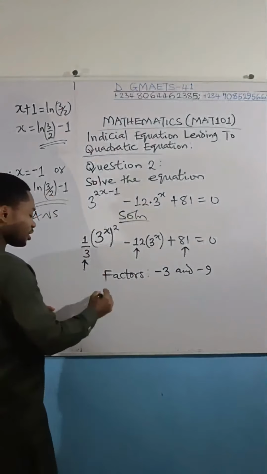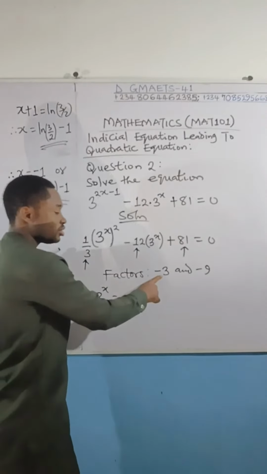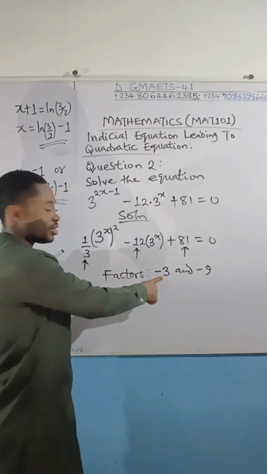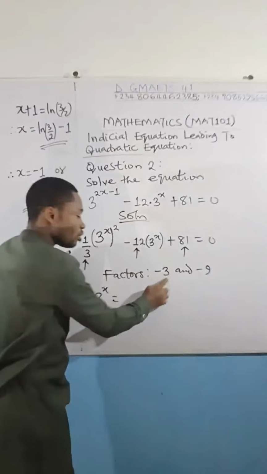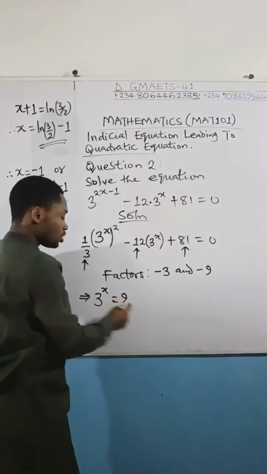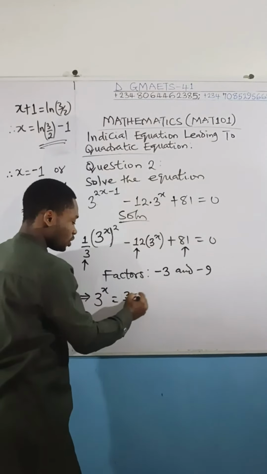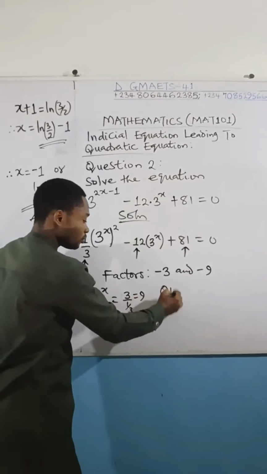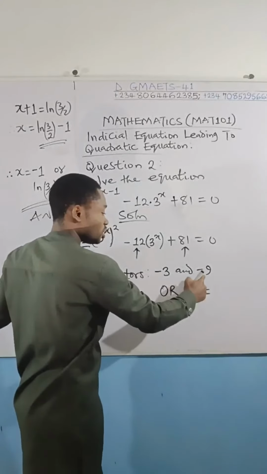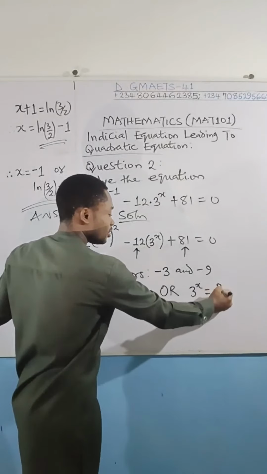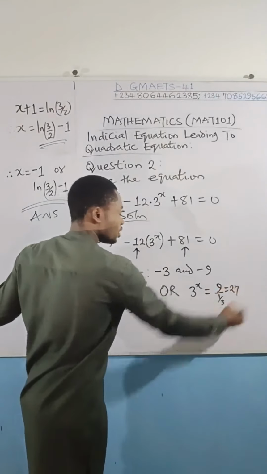So let us go. The value of 3 raised to the power x will now be equal to, we come to these factors, change this sign, you get plus 3. Divide that plus 3 by 1 over 3. I've told you that the 3 will climb to multiply the numerator 3. So you get what? 9. In fact, let me show you. It's going to be 3 divided by 1 over 3, which is equal to 9. Or you come here, change this sign, 3 raised to the power x is equal to, change this sign, you get 9, divide it by 1 over 3, which eventually gives you what?